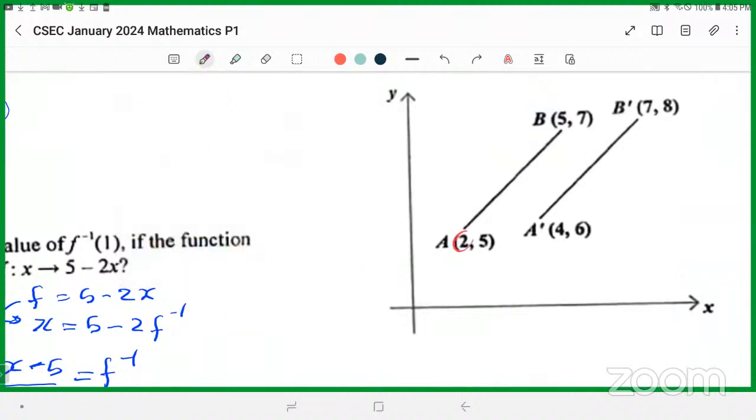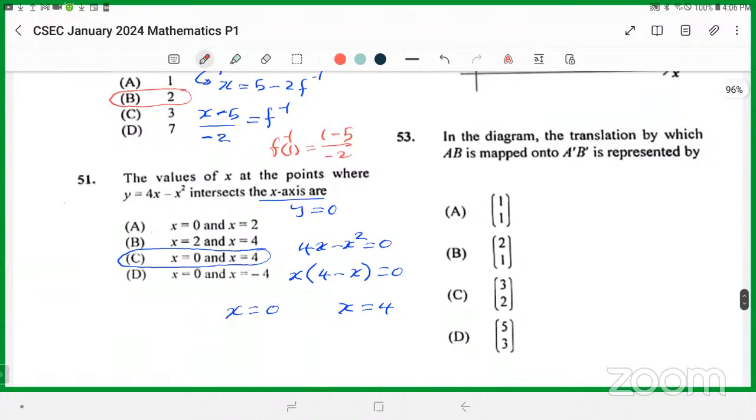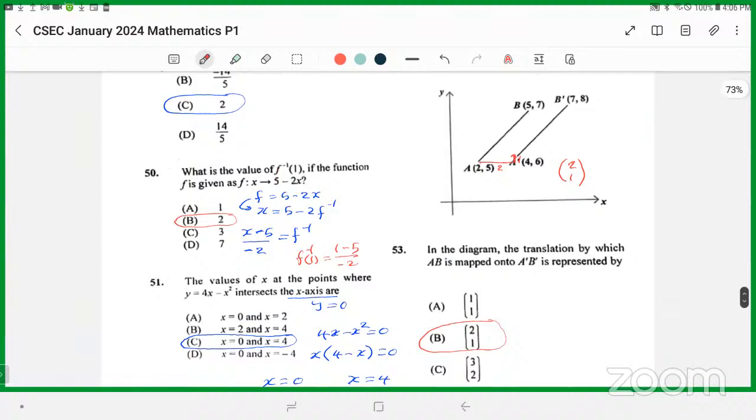From this X value to this X value is an increase of 4, so you go across 4. And then from 5 to 6, you go up 1. That's what it is. 2, 1. So 2 to the right, 1 up. So the matrix is 2, 1. That's what it's going to look for, 2, 1 right here. That maps AB to A prime, B prime.